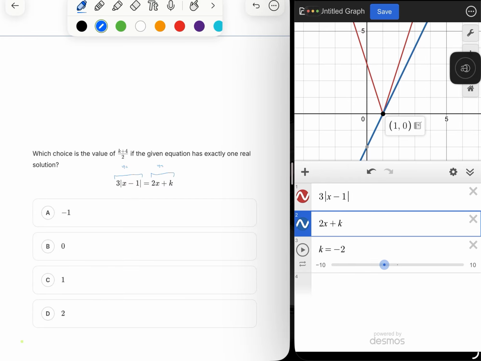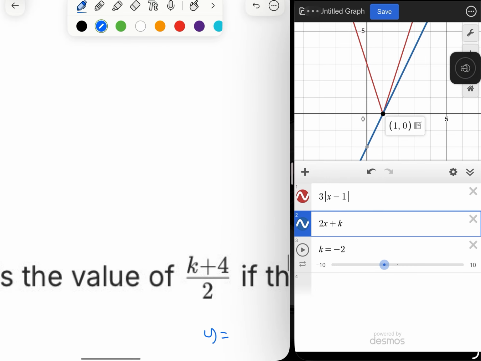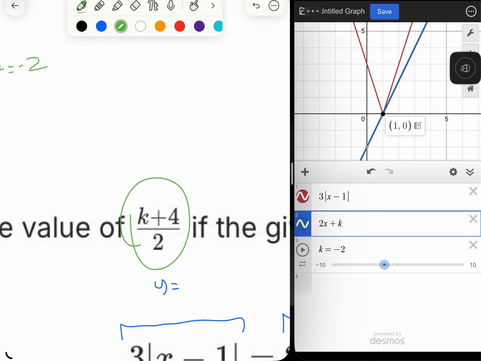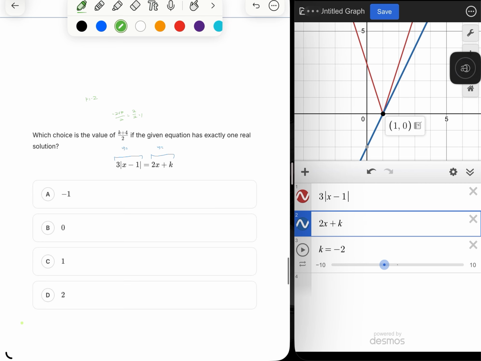So now that we have found that k equals -2, what you can do is just plug that in. So you have -2 plus 4 divided by 2, which gives you 2 over 2, which gives you 1. So our answer choice is C.